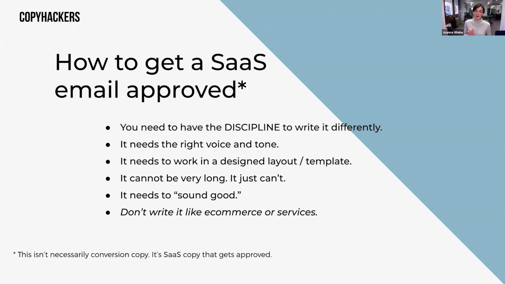Right voice and tone, follow that template I showed you. Don't make it too long, make it sound good. And again, don't write it like it's for e-commerce or for services. Now, this is, as a final note, how to get your SaaS copy approved. From there, you have to, of course, make sure that it still works and follows those conversion copywriting principles.